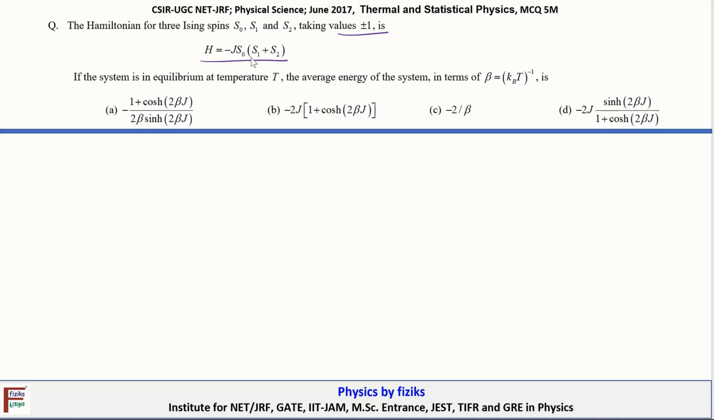So we are given a system of 3 spins. I'm going to summarize the different microstates here, and the corresponding energy for these different microstates. The spins are S0, S1 and S2, and the corresponding energy, that is H here, is given by this expression, which is given to us. Let's call this equation 1.